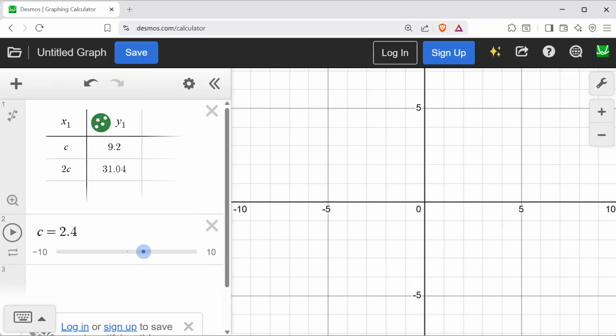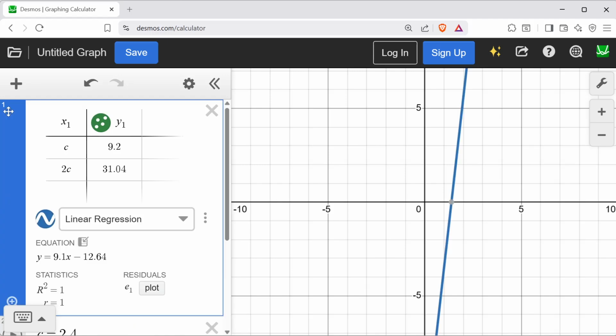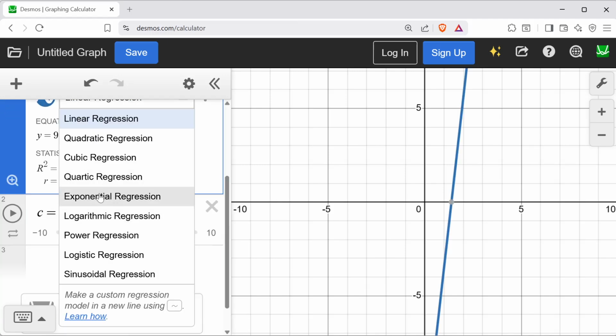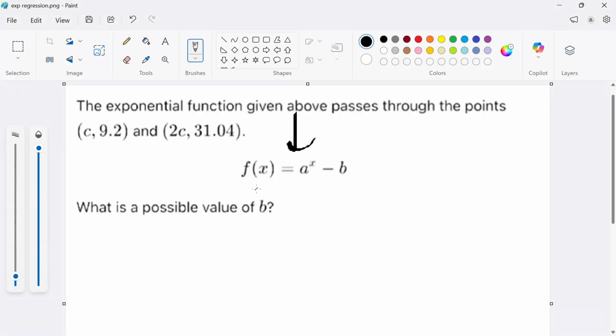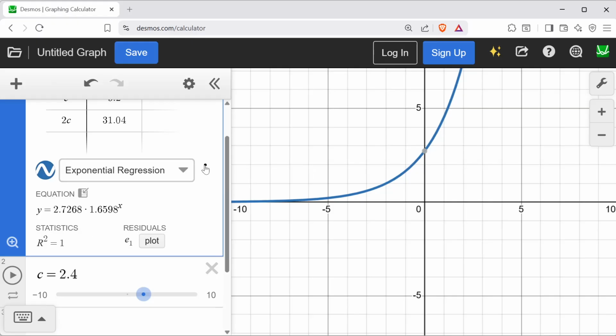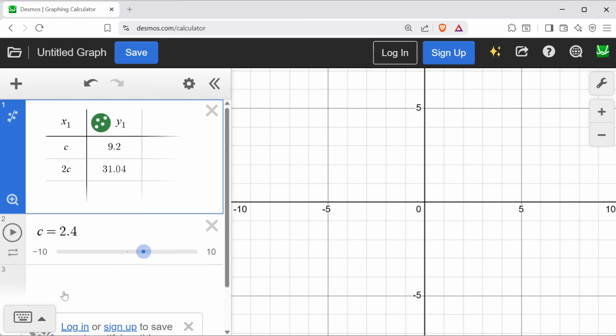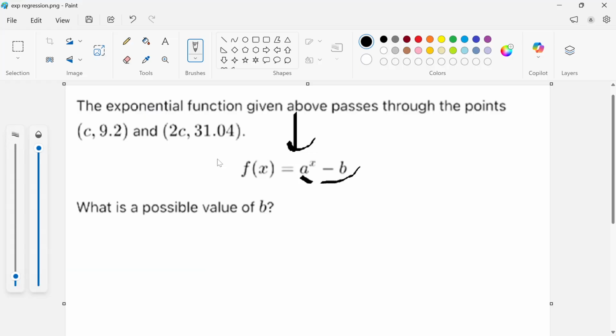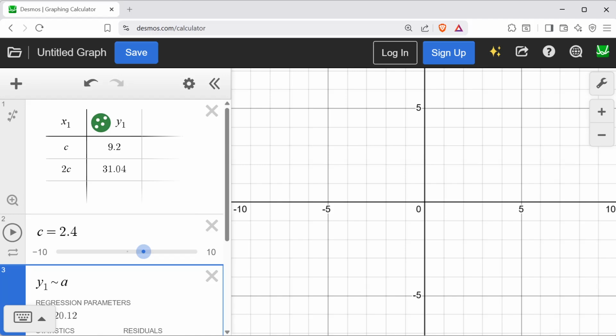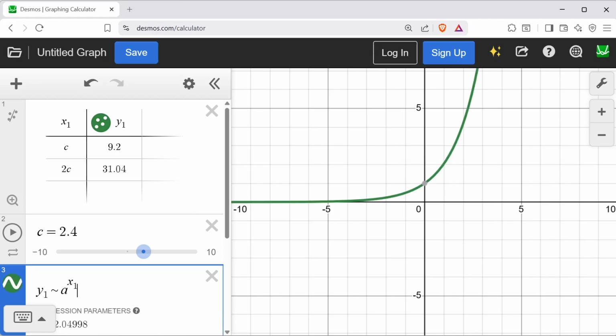And now watch this. If I do exponential regression, notice I have something times something raised to the x. This isn't something times something raised to the x. This is a to the x minus b. So I don't want to use that regression. I want to use the format that I'm given here. So I'm going to put y, and again, I hit the 1, and it makes it a subscript, and then tilde, a raised to the x1, and it makes it subscript minus b.